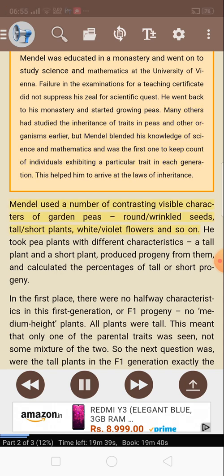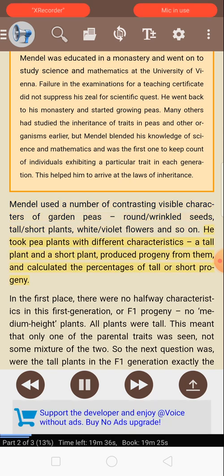Mendel used a number of contrasting visible characters of garden peas: round or wrinkled seeds, tall or short plants, white or violet flowers, and so on. He took pea plants with different characteristics, a tall plant and a short plant, produced progeny from them, and calculated the percentages of tall or short progeny.